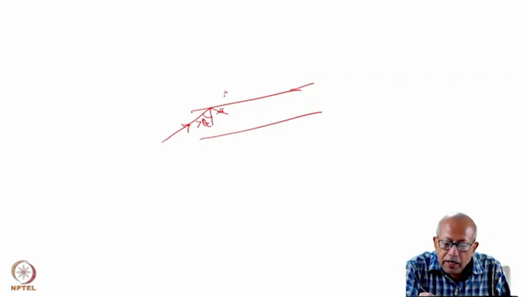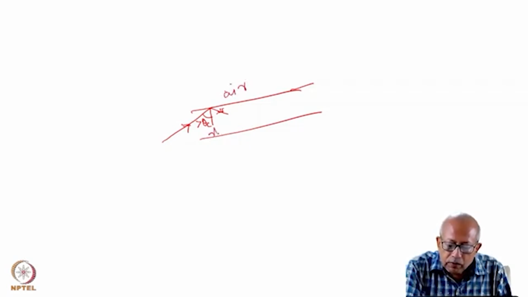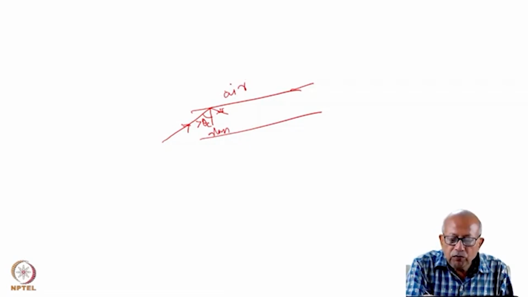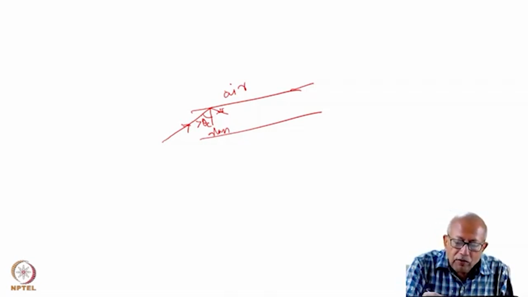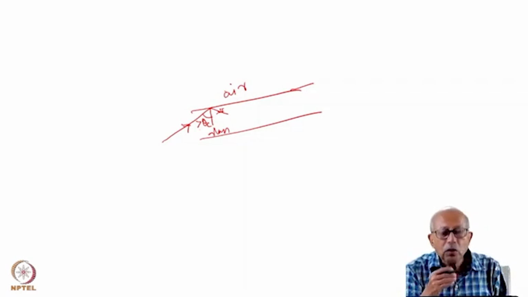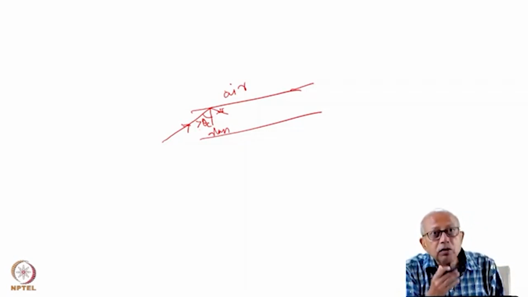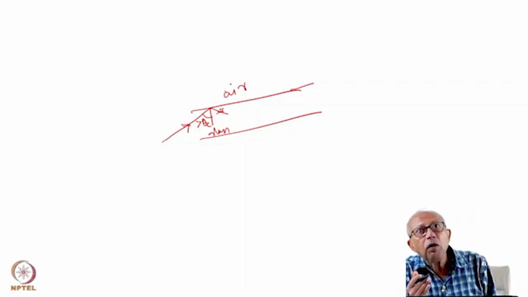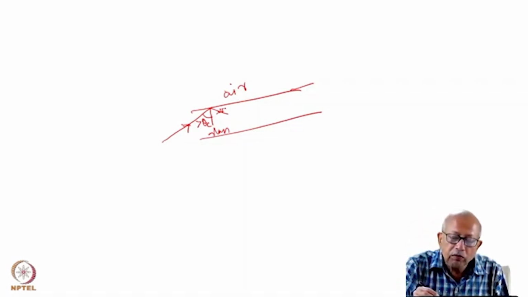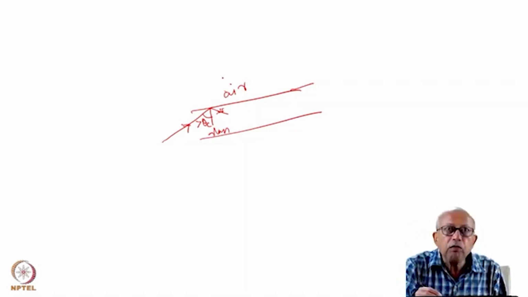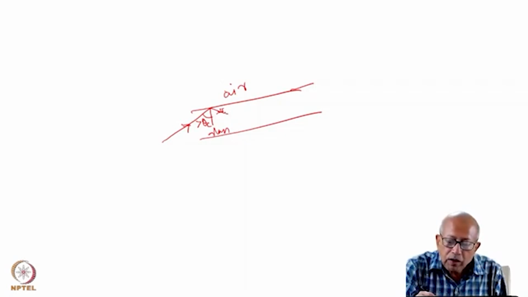So this is air and this is glass. The refractive index of glass is more than that of air. So light is traveling from a denser to a rarer medium. That is what should happen in case of total internal reflection. So the light is totally internally reflected. There is no loss of light through refraction.